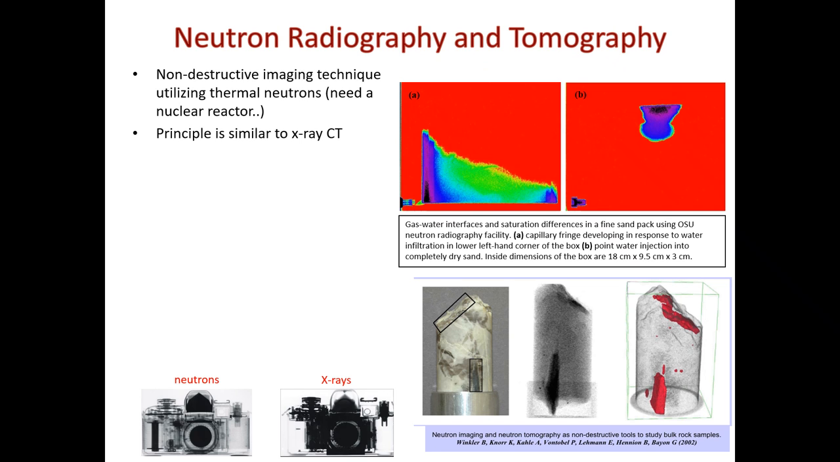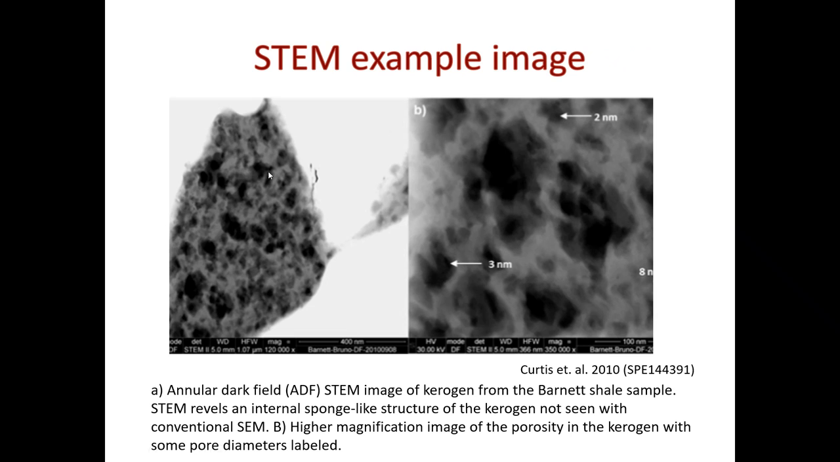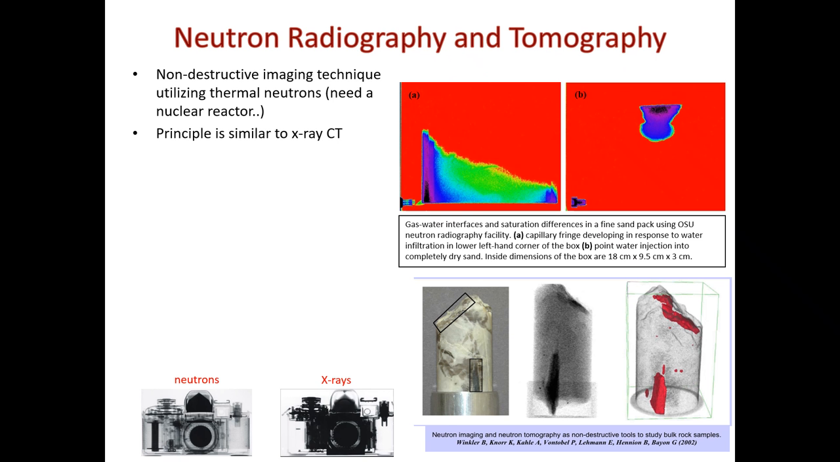One more type of radiography, just before I finish. All of these are somewhat destructive because I have either a polished sample, and if I'm doing three-dimensional images, it is destructive because you have to shape the sample, destroying it. Now, neutron radiography is essentially non-destructive because you're using neutrons. The principle is similar to an X-ray CT type of beam. However, neutrons can see more details.